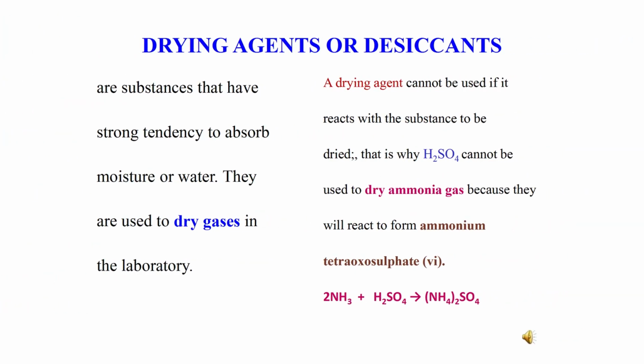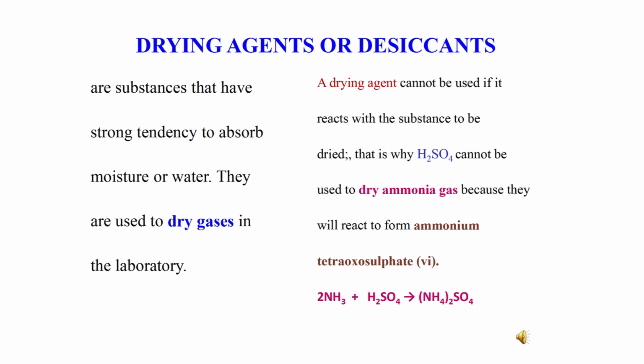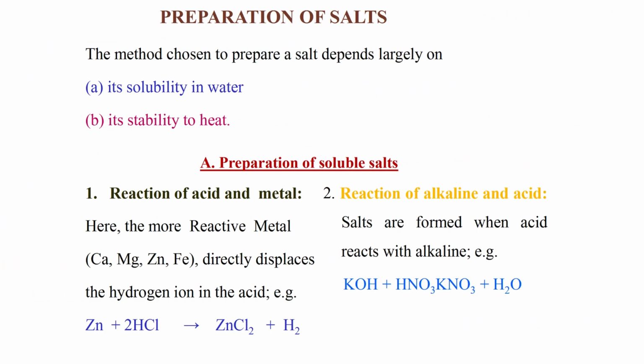Now, let's move on to a closer look at drying agents or desiccants. These are substances that have a strong tendency to absorb moisture or water. They are used to dry gases in the laboratory. A drying agent cannot be used if it reacts with the substance to be dried. That is why H2SO4 cannot be used to dry ammonia gas, because they will react to form ammonium tetraoxosulfate 6. The reaction is 2NH3 plus H2SO4 yields (NH4)2SO4.